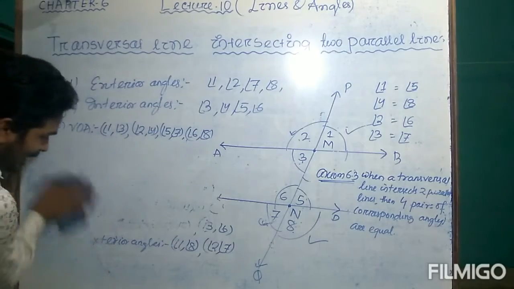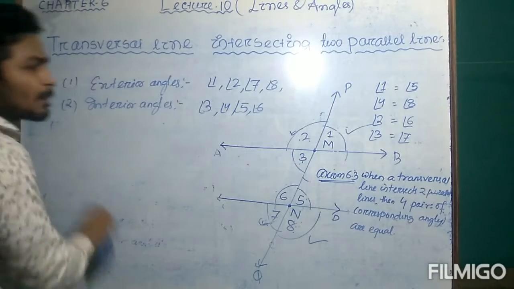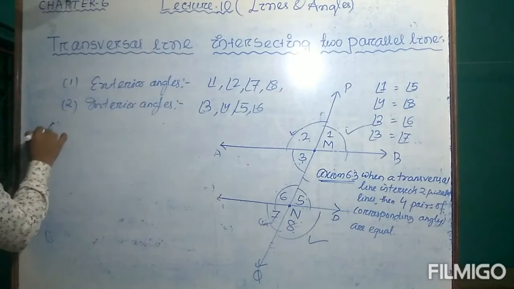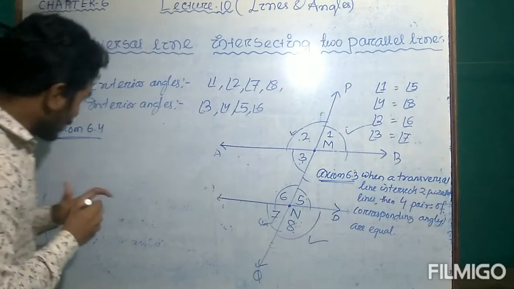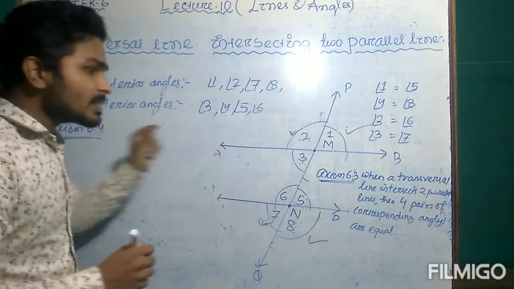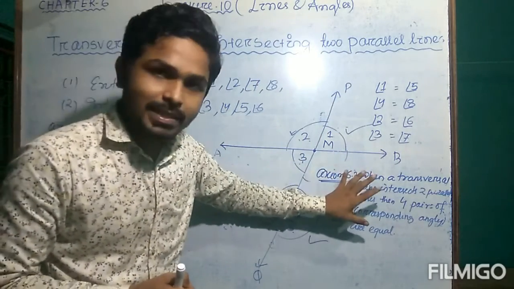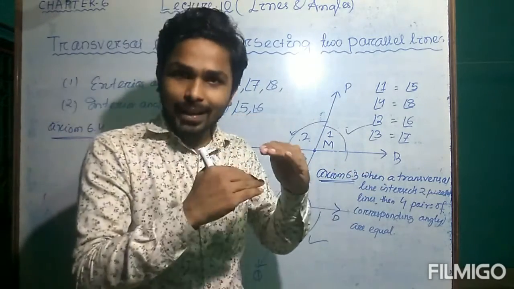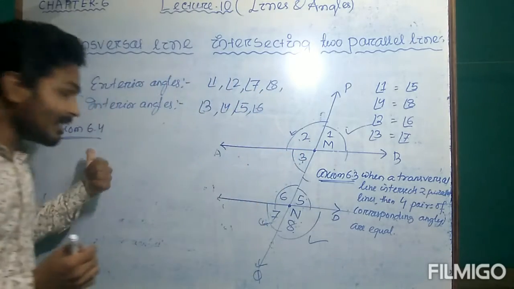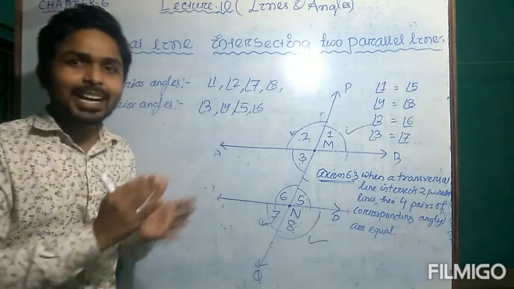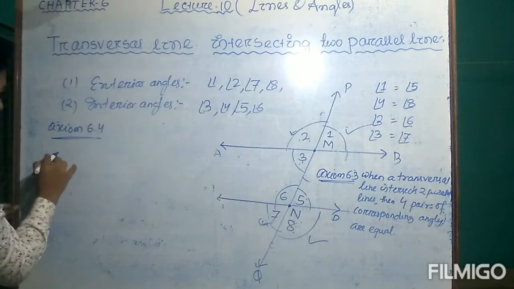So the second statement is also an axiom. Okay. And that is known as axiom number 6.4. As I have told you, axiom 6.4 is just the opposite, just the converse of this statement. According to the 6.3 statement, if the lines are parallel and a transversal line intersects them, then corresponding angles are equal. But here it says that if corresponding angles are equal, then the two lines are parallel.